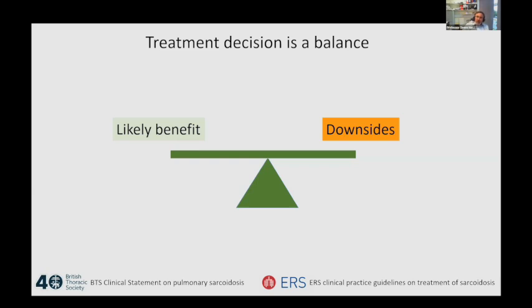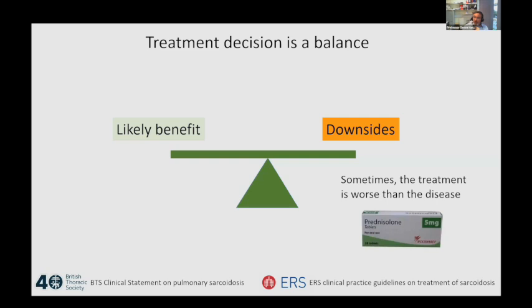So we have to weigh up on one side of the balance the likely benefit that we are aiming to achieve with therapy, and weigh that against the potential downsides of treatment, because all of these treatments have their potential side effects. And for steroid therapy, that can be problematic. And some patients will tell us that the treatment can be worse than the disease. So it's a very important balance to get exactly right, and needs a proper, educated, informed discussion between patient and clinician about what are we likely to achieve, how are we going to monitor that and see that we've achieved that, and what are the potential downsides.